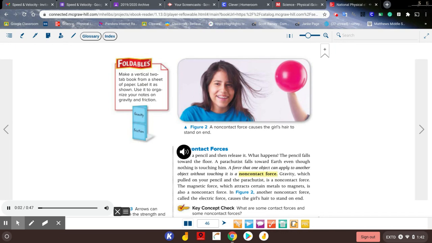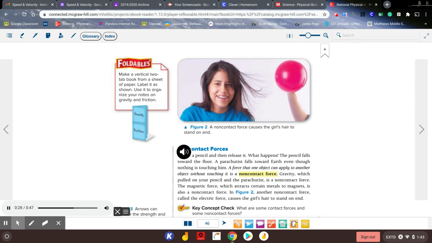Non-contact forces. Lift a pencil and then release it. What happens? The pencil falls toward the floor. A parachutist falls toward Earth even though nothing is touching him. A force that one object can apply to another object without touching it is a non-contact force. Gravity, which pulled on your pencil and the parachutist, is a non-contact force.